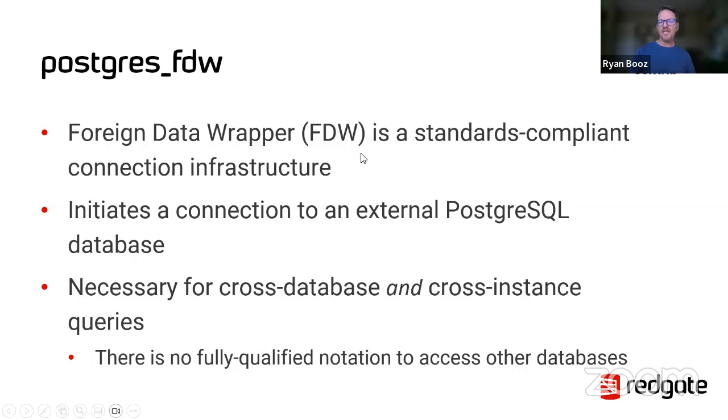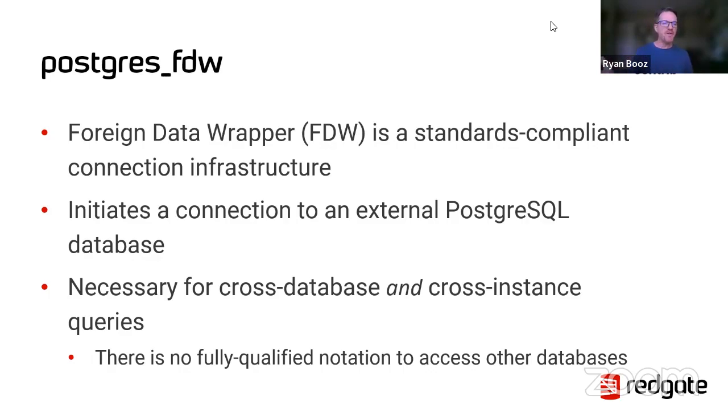All right, number 2 is Postgres FDW. I want to note this little logo in the top right-hand corner. Anytime in these next few slides that an extension is part of contrib, so it's shipped with Postgres, I'll put that little logo up there, just so you know that if you have access to Postgres right now, there's a very high chance that you can install this extension without any issue. So the Postgres FDW is a foreign data wrapper. It's a standards-compliant connection infrastructure.